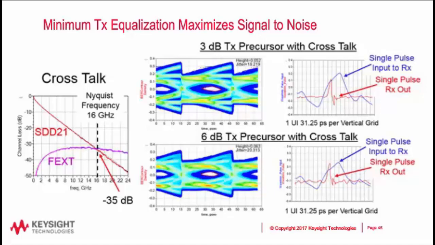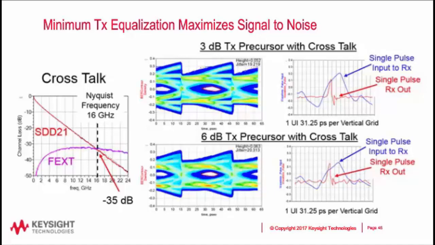Now the interesting part is I might think, great, equalization, it's doing all sorts of wonderful things here. What happens if I turn up or increase the equalization on the transmitter and I go to a 6 dB precursor? I would think that maybe that would help improve my rising edge here on this pulse. It turns out it does very little. It may even hurt the eye opening by increasing the equalization on the transmitter.